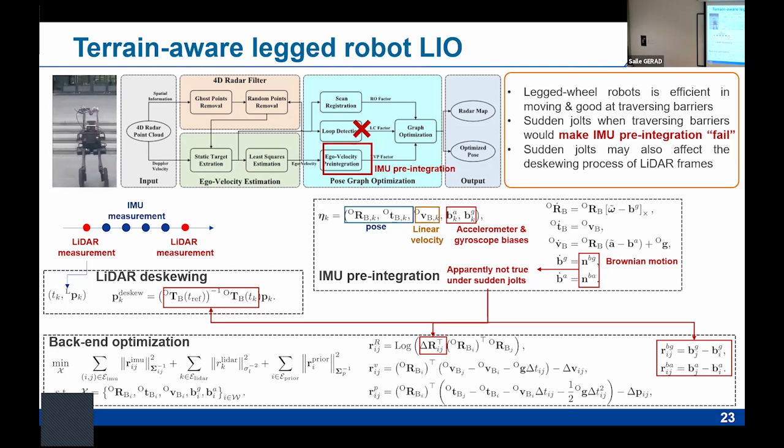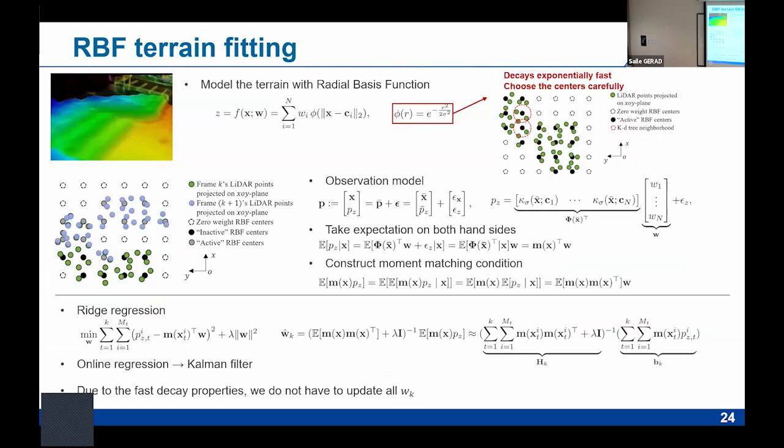the bias that you model in this IMU pre-integration is Brownian motion, which is good for the slow kind of thing, but apparently not true under these conditions. So this will affect this R_ij between these keyframes, the rotation and translation estimation. And also this will affect the LiDAR deskewing process. So that will make it perform very poorly.